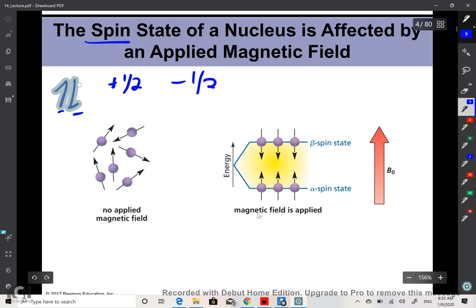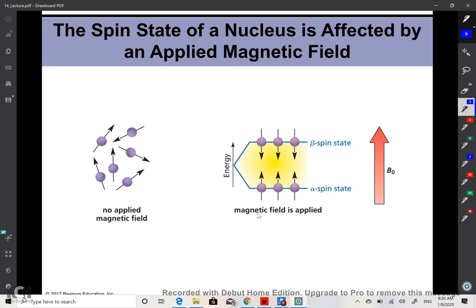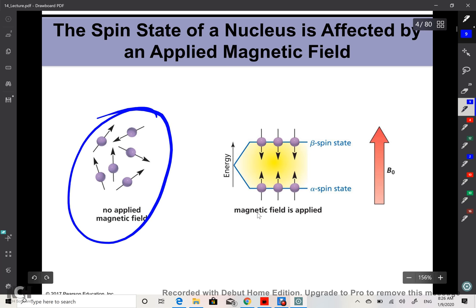Now, the nucleus also contains a spin, but it's not similar to the spin of the electron. The problem with the nucleus is that its spin is not organized like the spin of the electron. It's random. So when you have a molecule or any atom, the spin of the nucleus is just random. And electrons are moving around the nucleus. Remember that. But the spins of those nuclei are basically random.